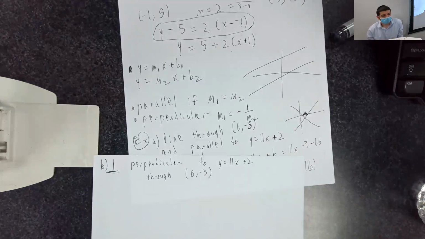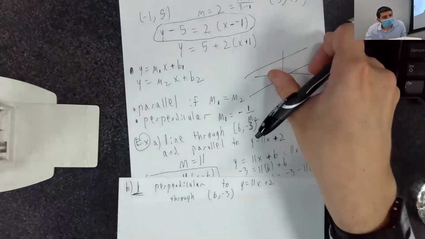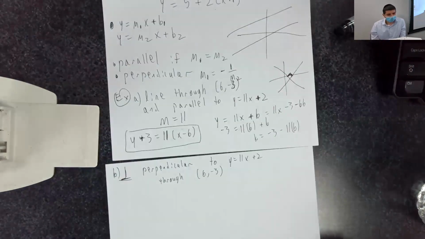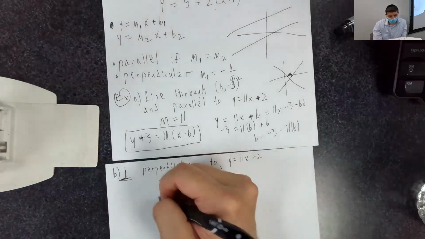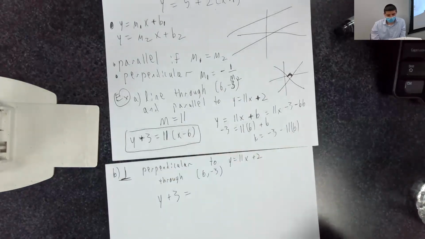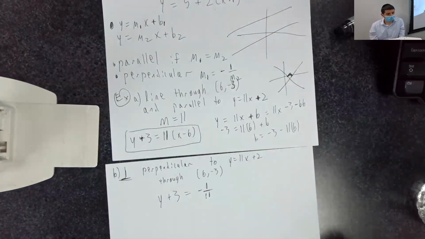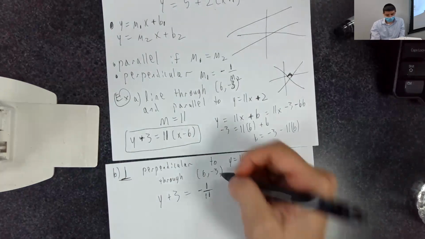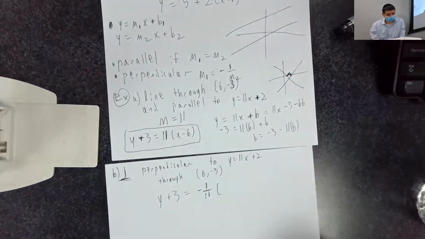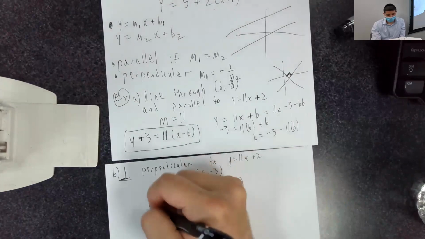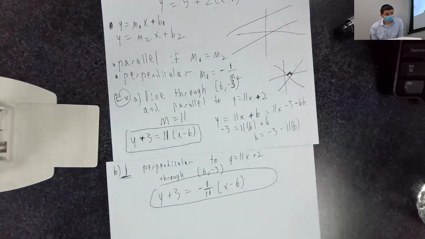Yeah, Jackie? The answer. What is it? Yeah, you can say the answer, sure. So wouldn't it just be y plus 3 equals -1/11? How'd you get -1/11? So, negative reciprocal. Right, negative reciprocal, times x minus 6. Right, one and done. That's it. Good. Okay. Questions, does this make sense, guys?